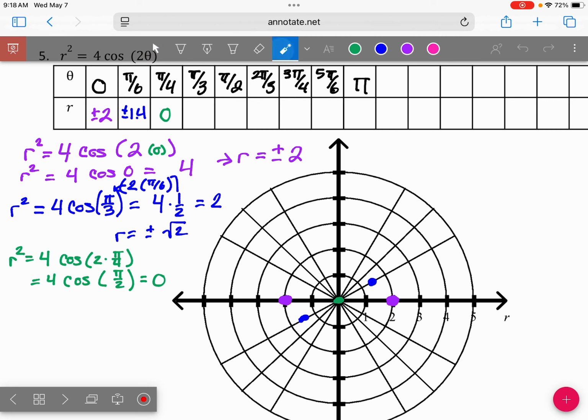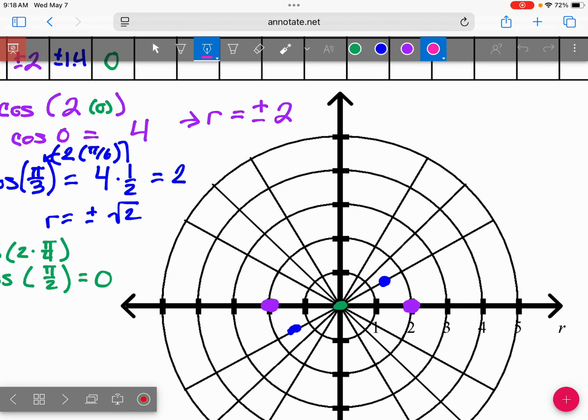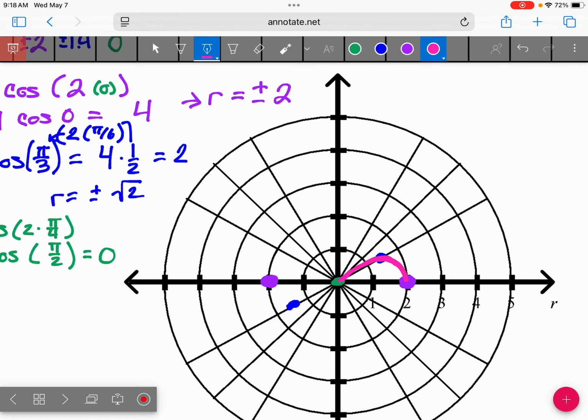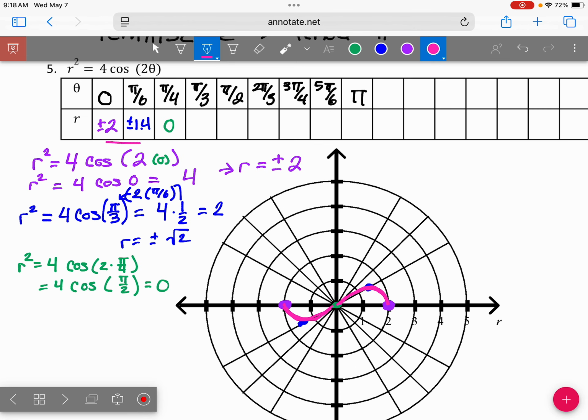So what we have here, looking at these three pieces, we can actually see our first bits of connection. We have three neighboring points. From our 0 to our pi over 6 to our pi over 4, those connect. We had two sets of values, so we can connect these three points as well. The positive 2 to the positive 1.4 to the 0, and the negative 2 to the negative 1.4 to the 0. So those pieces connect together.